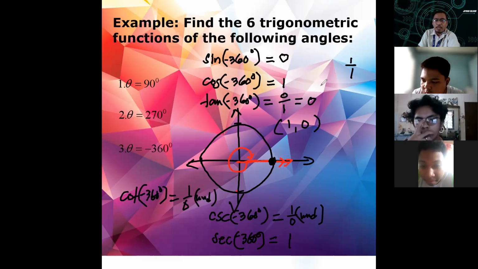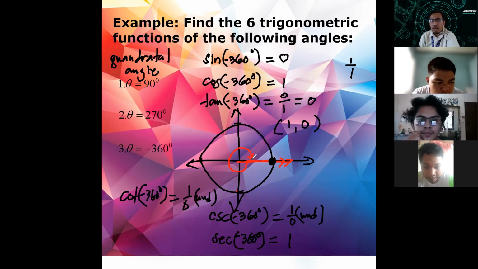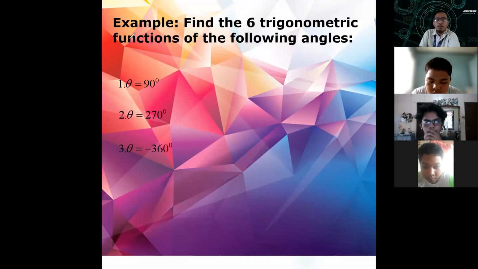Again, I will repeat, it is very easy to find the six trigonometric functions if your angle is an example of a quadrantal angle. It means that the terminal ray will fall in either the x-axis or the y-axis. Okay? The problem is, what if your angle is not quadrantal?